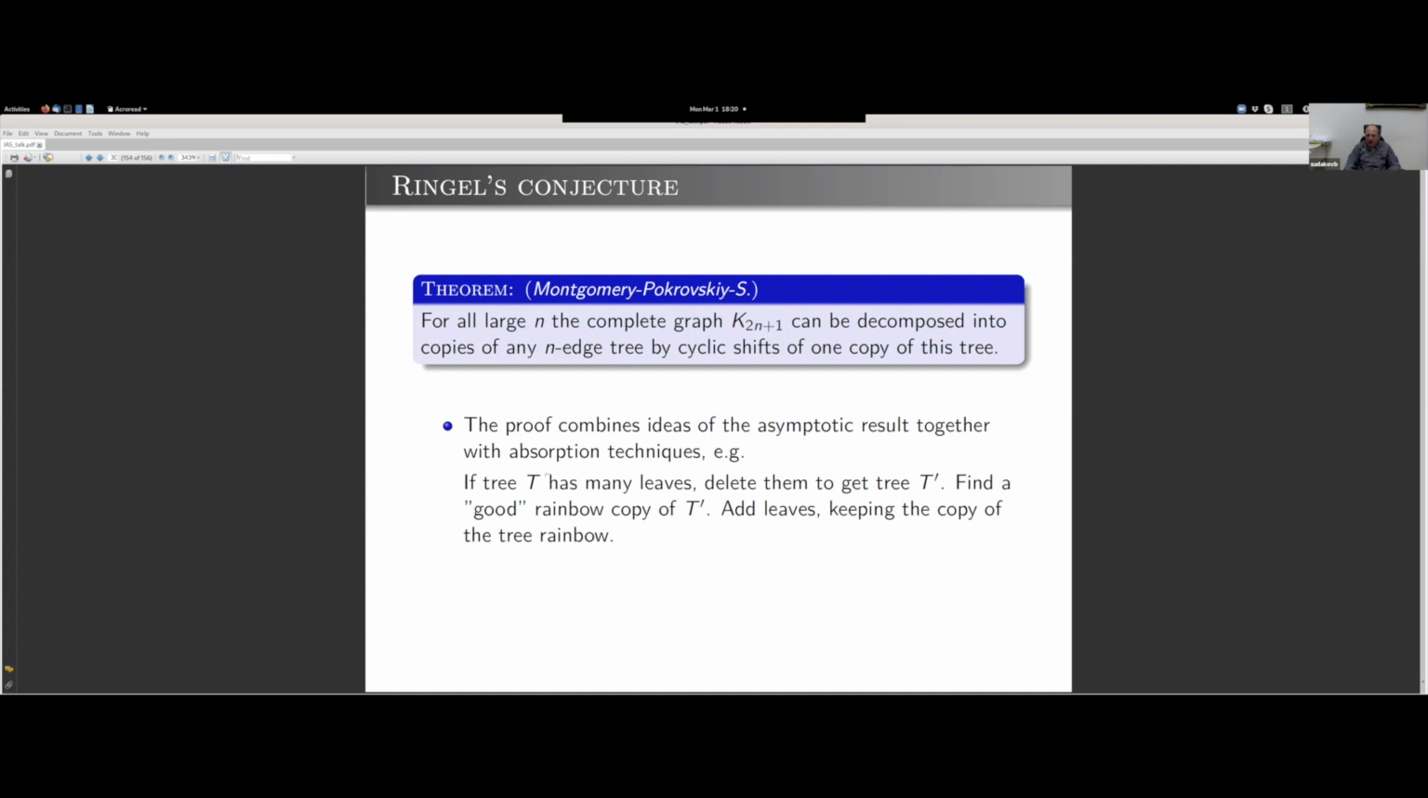So imagine you have your tree, which, say, has many leaves. Then what you can do is first delete your leaves to get a tree T prime, which is now smaller than n over 2, right? Your original tree was half of the size of the complete graph. Now it's way smaller, right? You gain this little o of n. Then you use the asymptotic result to find a good rainbow copy of T prime. And since our proof is random, this copy will have a lot of nice properties. And then we can add the missing leaves back, keeping the copy of the tree rainbow. So that's roughly how absorption works.